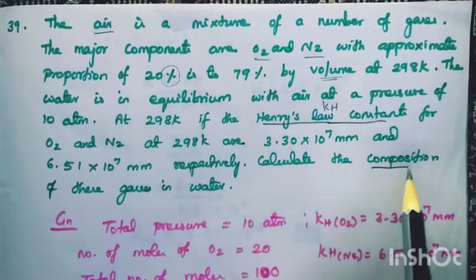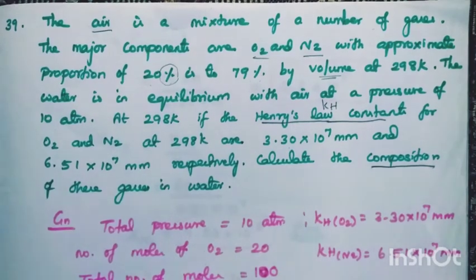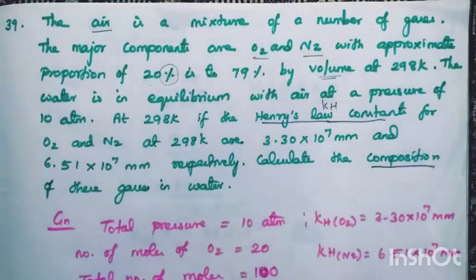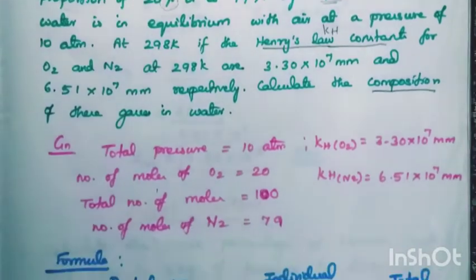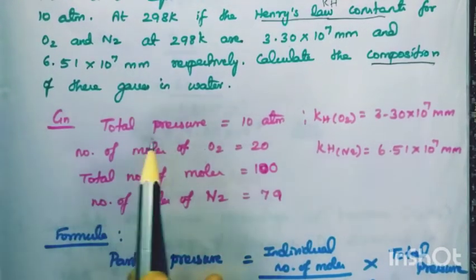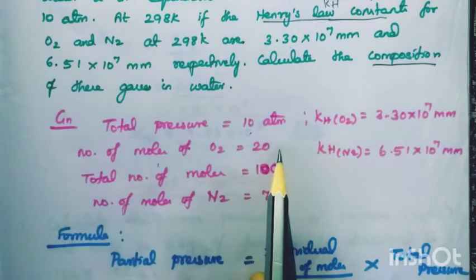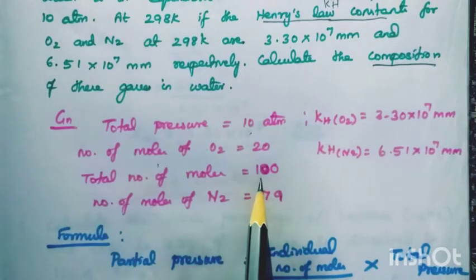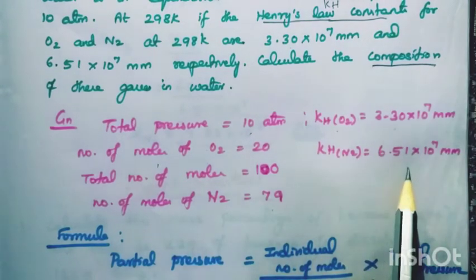Calculate the composition, that means the amount. So we will calculate the mole fraction, how much amount is present there. First we have to write the given details. Total pressure is 10 atmosphere. The number of moles of oxygen is 20, total number of moles is 100, the number of moles of nitrogen is 79. And KH, Henry's constant, for oxygen is this and for nitrogen is this one.